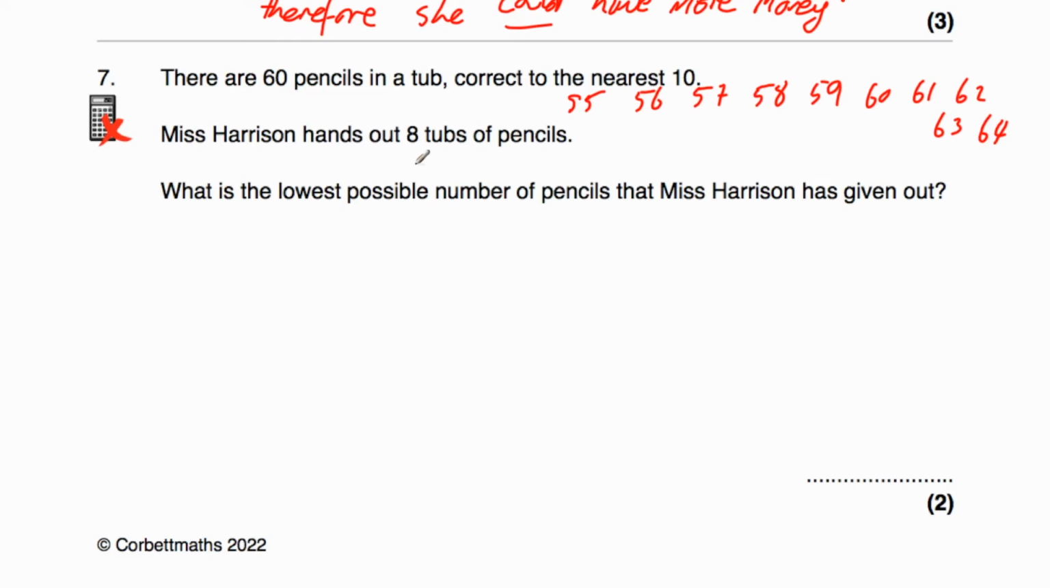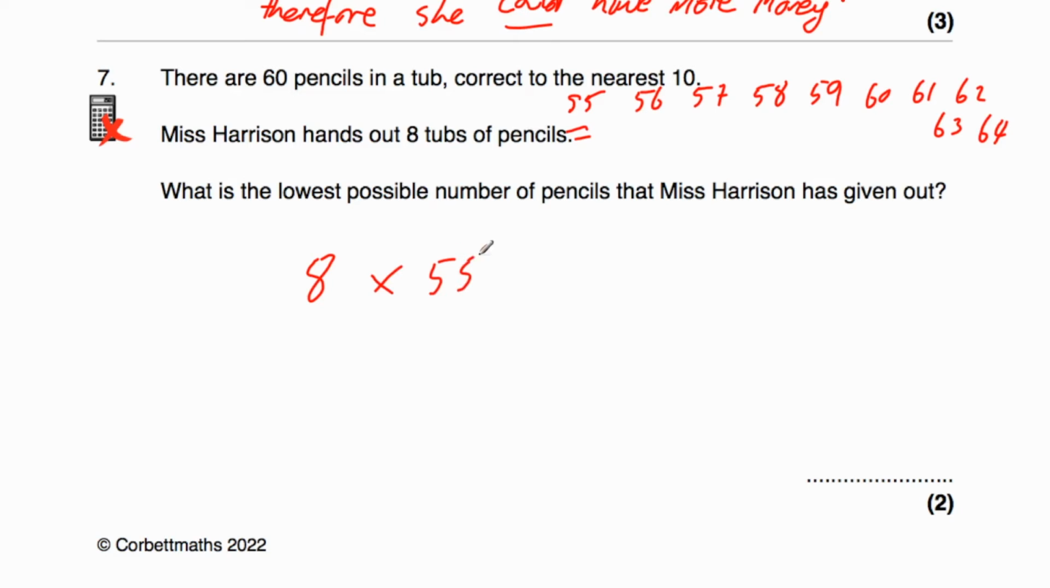Miss Harrison hands out 8 tubs of pencils, so she gives out 8 tubs of pencils, perhaps to each table in the class, and we're asked what's the lowest possible number of pencils that Miss Harrison could have given out. Well, there's 8 tubs, we know that for certain, and the lowest number of pencils in each tub would be 55. So if we assume that each of the tubs has 55 pencils in it, the lowest possible number, and we do 8 lots of 55, that will tell us the lowest possible number of pencils that Miss Harrison could have given out.